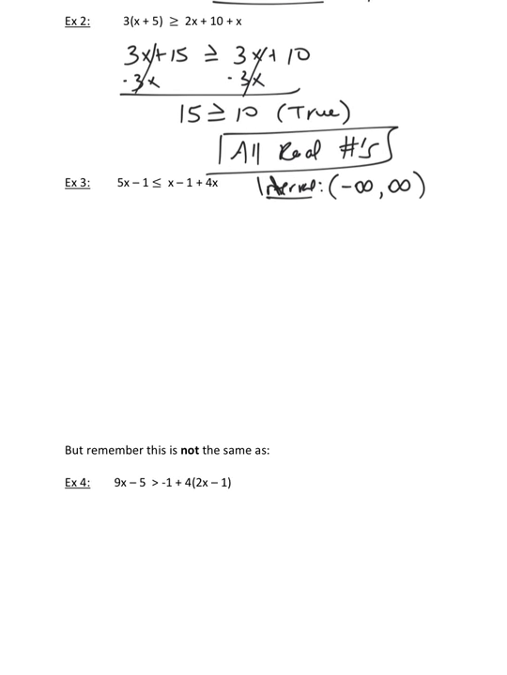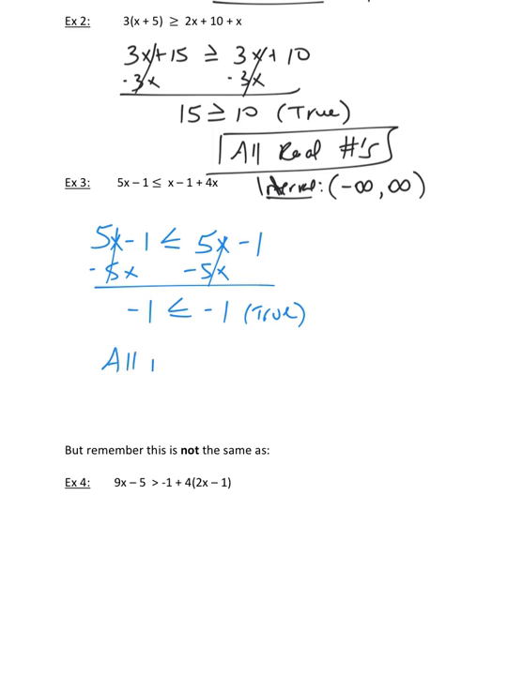Going on to example 3, I'm going to combine like terms, we have 5x minus 1 is less than or equal to 5x minus 1. You know what? Actually, I just realized I wanted to change this problem. Well, I'll do it twice. So if I end up with this, 5x minus 1 is less than or equal to 5x minus 1, you could stop here or you could continue. If you subtract 5x on both sides, you're going to end up with negative 1 is less than or equal to negative 1, which is true. So this would be all real numbers, right? Or negative infinity to positive infinity.